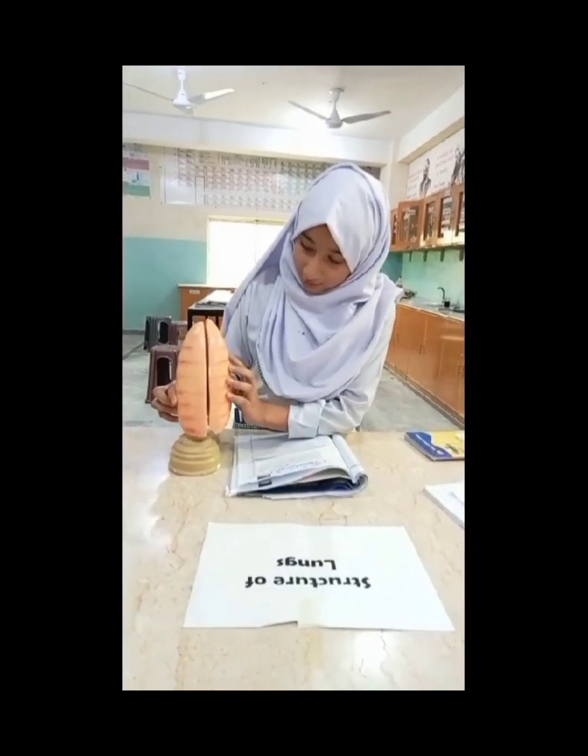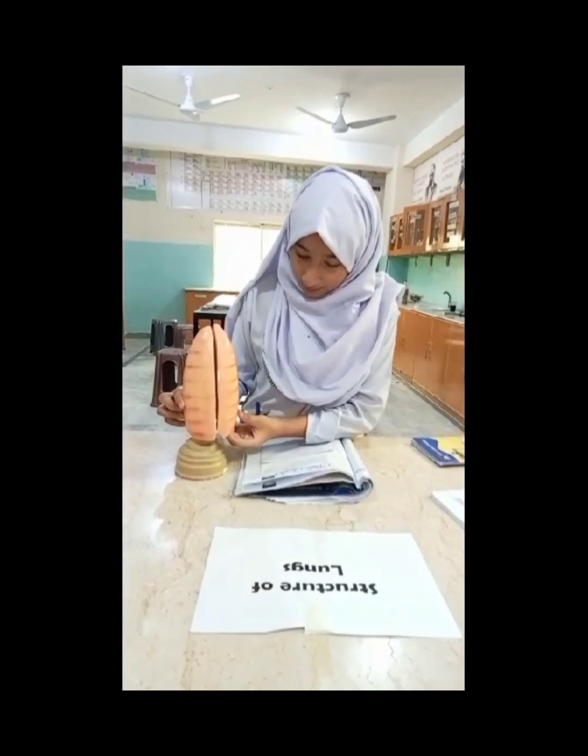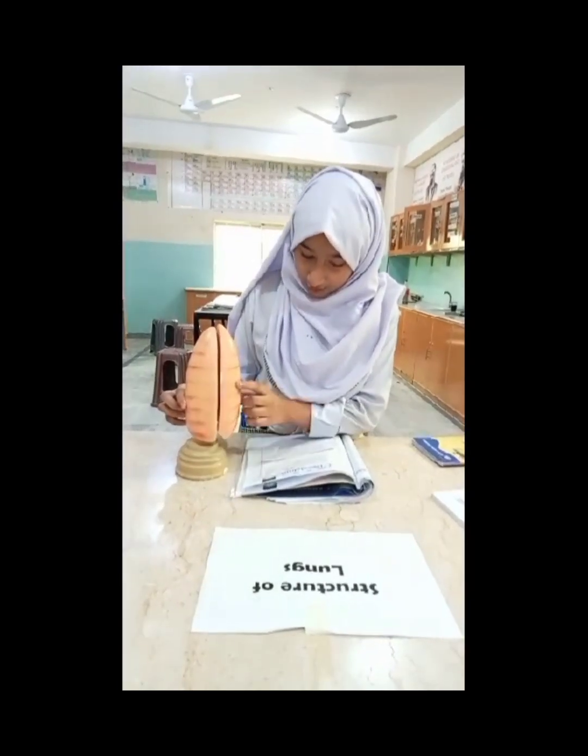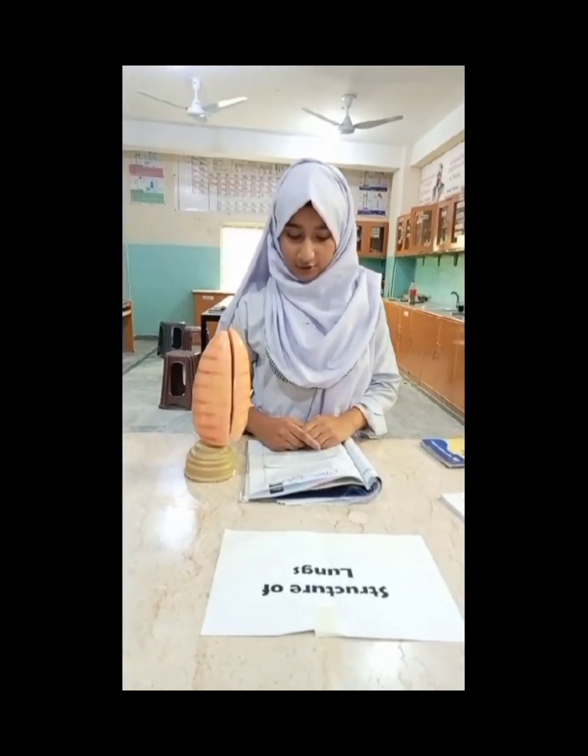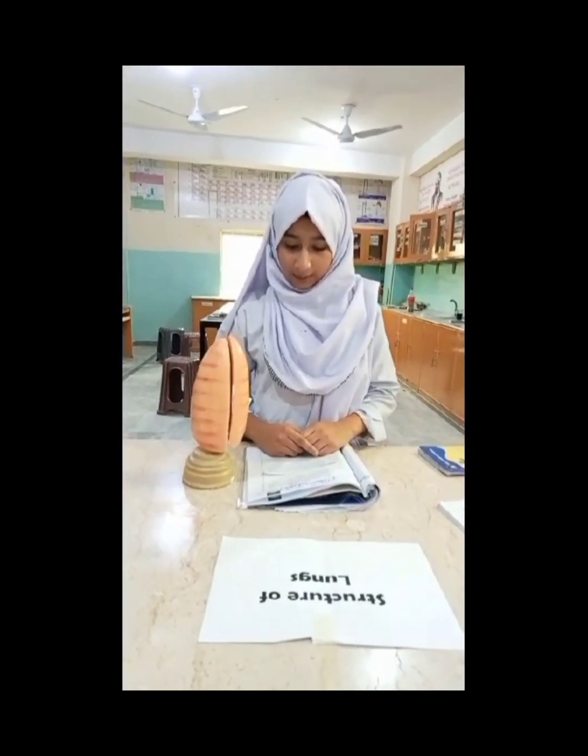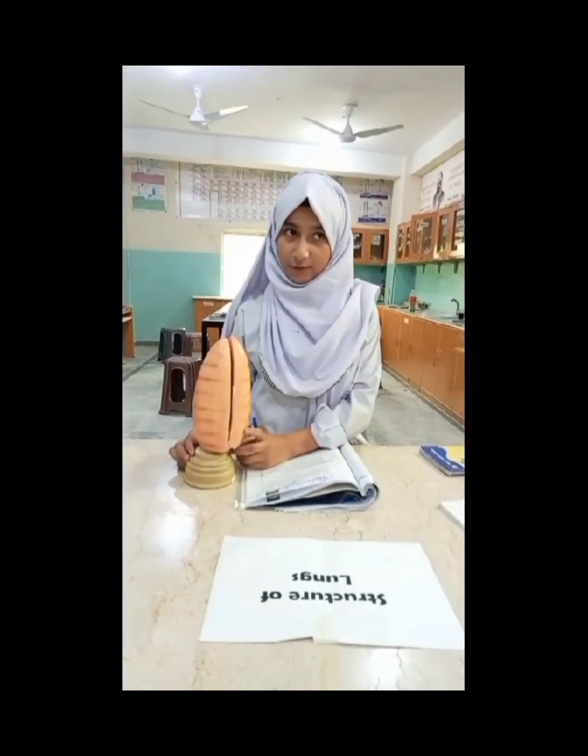You can also see these bronchioles which are subdividing into the alveoli. These bronchioles take oxygen in towards the alveoli and take carbon dioxide out of the alveoli. The alveolus is a single layer structure surrounded by blood capillaries, where exchange of gases takes place.